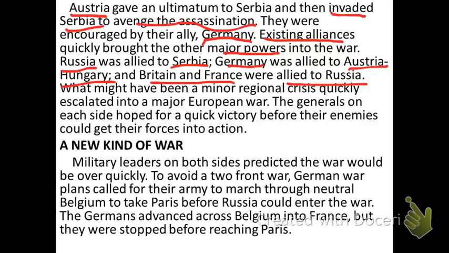So essentially, Austria invades Serbia. Russia joins on the side of Serbia. Germany joins on the side of Austria. England and France join on the side of Serbia and Russia. And what probably would have been a relatively minor issue, and I think this is a key point here, the death of the Archduke. Now again, this is a big deal for him, I'm sure, but what probably would have been a very minor regional issue quickly escalates into a major European war.